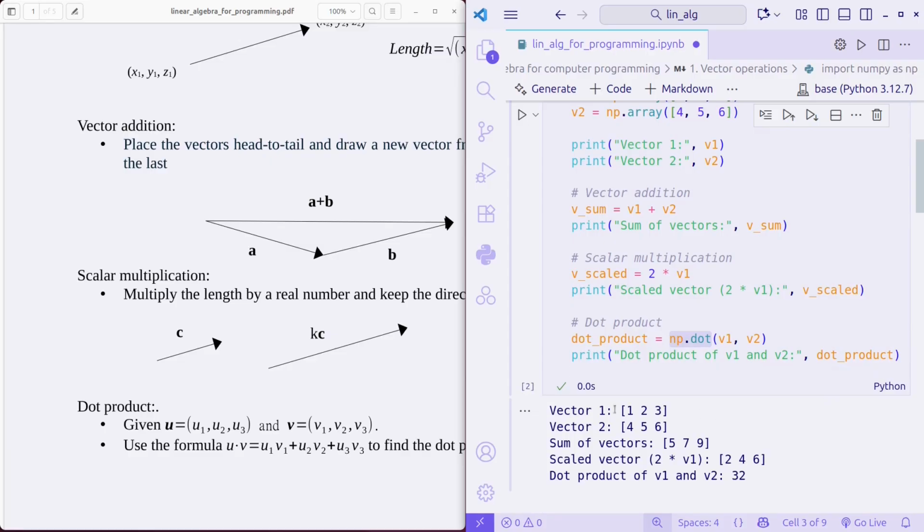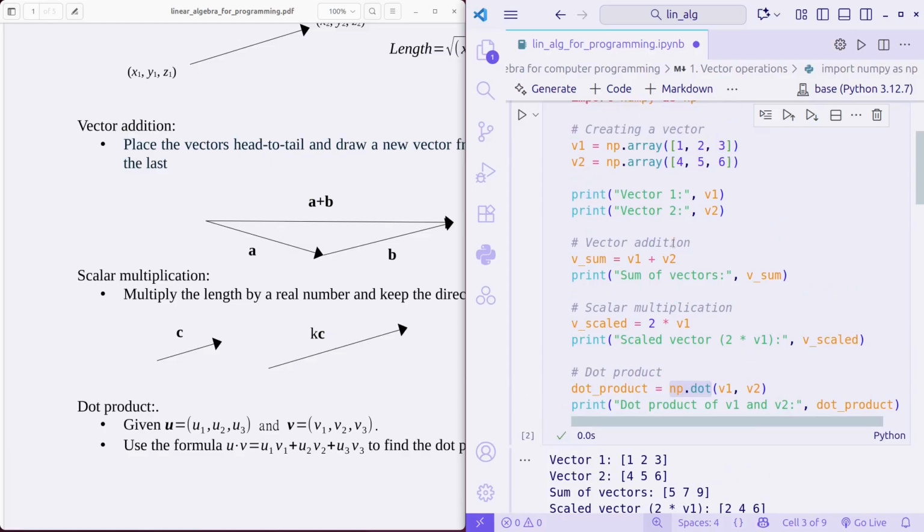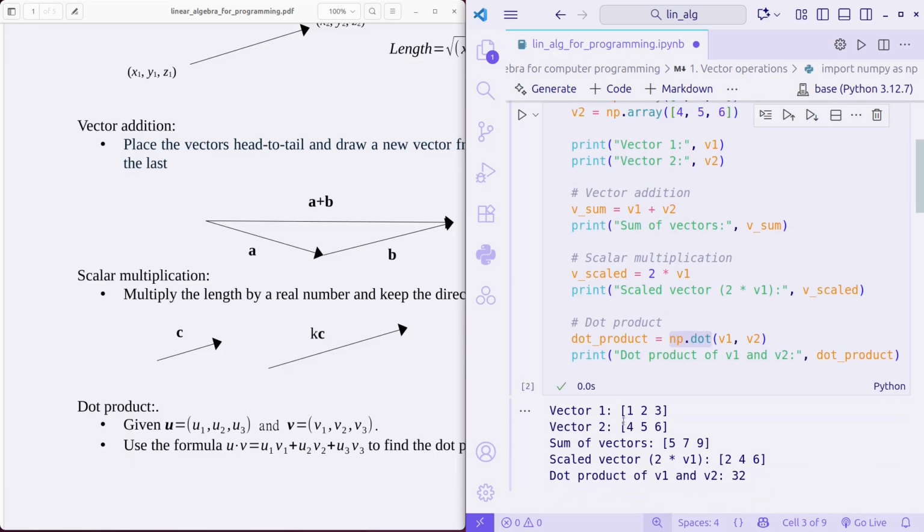You can see that I'm able to get the two vectors by using the numpy.array function, and then I do the element by element addition. So 1 plus 4 is 5, 2 plus 5 becomes 7, and 3 plus 6 becomes 9. And then I can go to the scalar multiple here. The scaled vector is just multiplying all the elements in vector 1 by 2. So I will have 2, 4, and 6 as the answer.